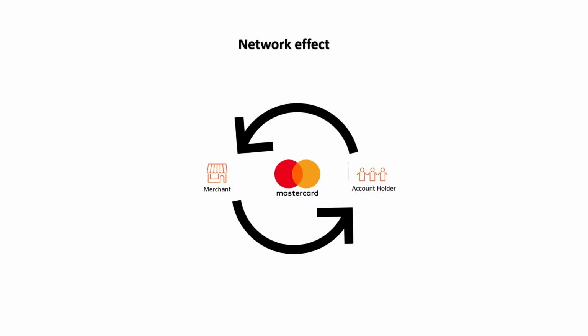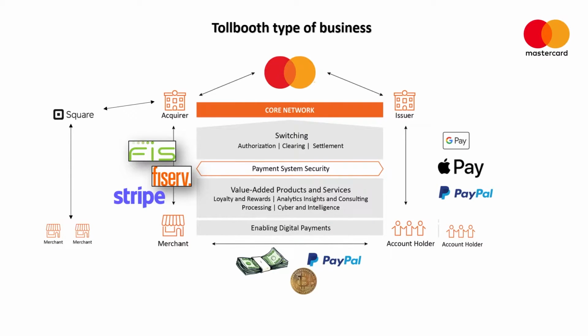Another one of the advantages could be called a toll booth type of business. The network of Mastercard in this case is similar to a toll bridge, where if you want to reach from account holder to merchant and from merchant to account holder, you always have to go through that system. And there's also a way to go directly, which is if you pay cash, or today more and more probably with Bitcoin or even PayPal, which are ways to pay directly to the merchant without going through this toll, let's say.